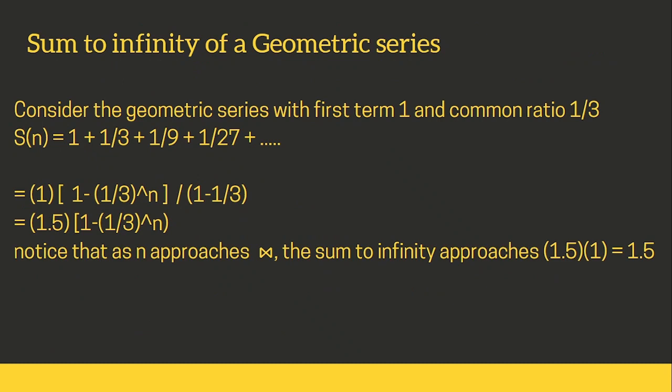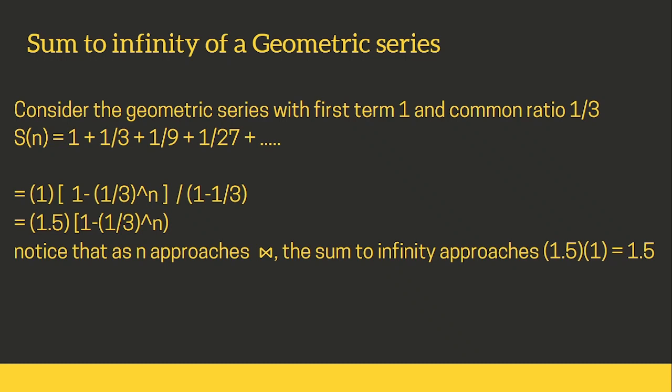Then another concept, which is only for geometric series, is the sum to infinity. So consider a geometric series with first term 1 and common ratio 1 over 3. The sum of the terms will just be 1 plus 1 over 3 plus 1 over 9 plus 1 over 27, and so on and so forth. If you try to express it as a sum using the formula a times 1 minus r to the power n, divided by 1 minus r, you'll get 3 over 2 times 1 minus 1 third to the power n.